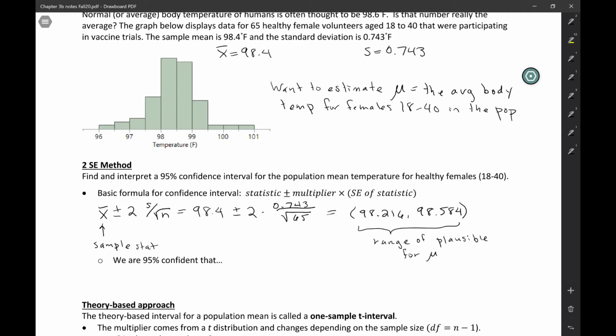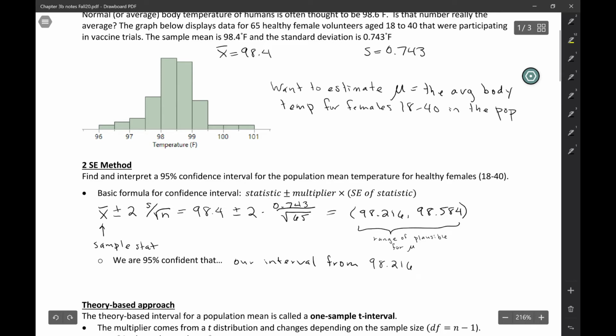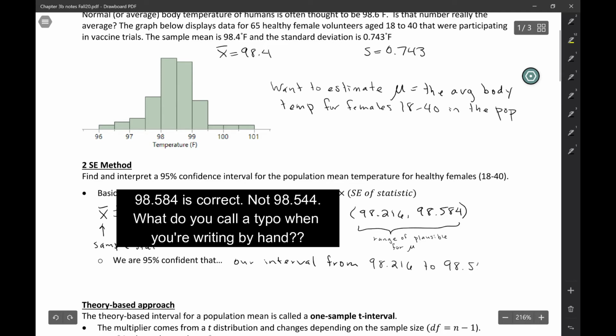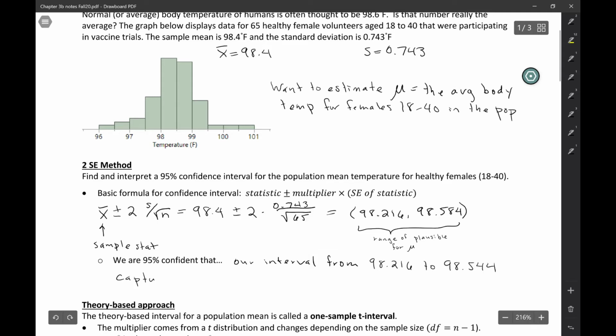And to interpret that, we say we're 95% confident that our interval, so our interval from 98.216 up to 98.584, is going to capture our true parameter. So captures, and then we want to write the parameter in context. So here that would be the average body temperature for females 18 to 40, and we're talking about healthy females, of course, females 18 to 40 in the population.